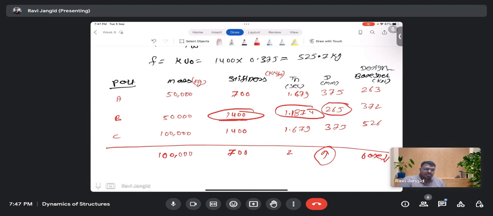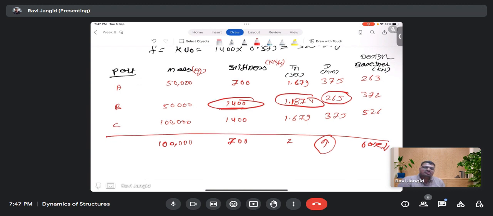Sir, we can directly take omega proportional to root of k by m, no? So when you increase the mass, the frequency comes down. That means K becomes less stiff, they become less stiff, and the system becomes flexible. Then your base shear is lesser.